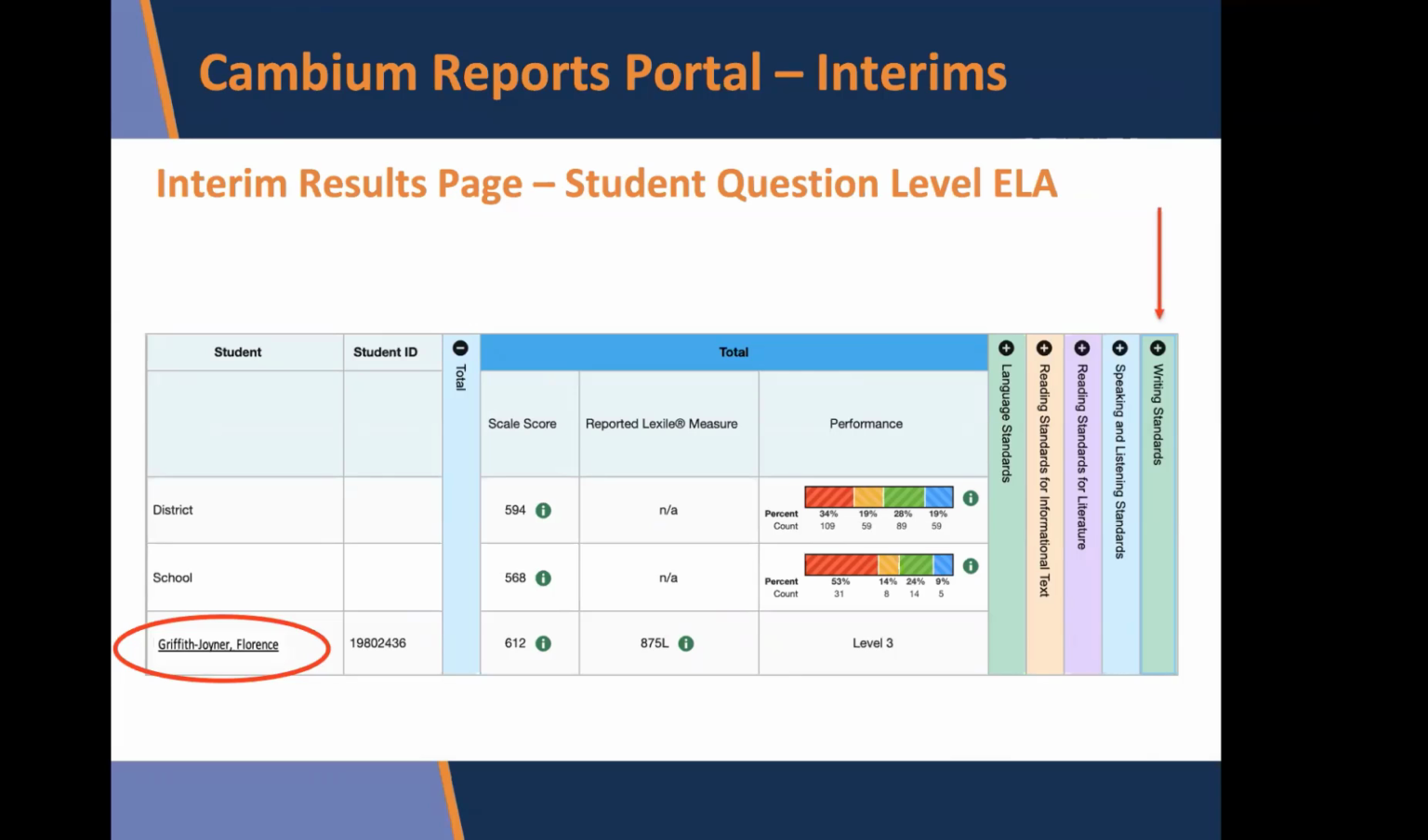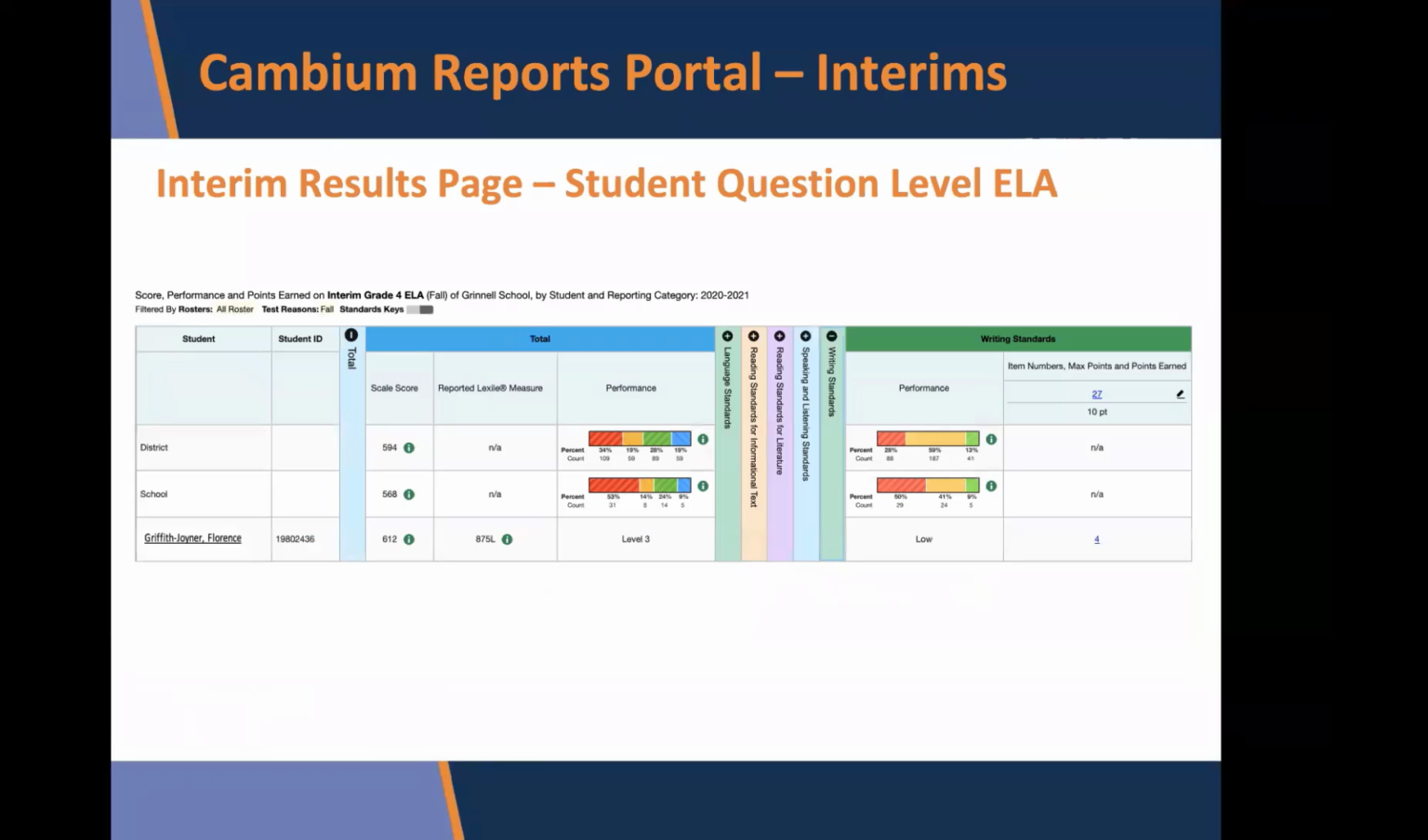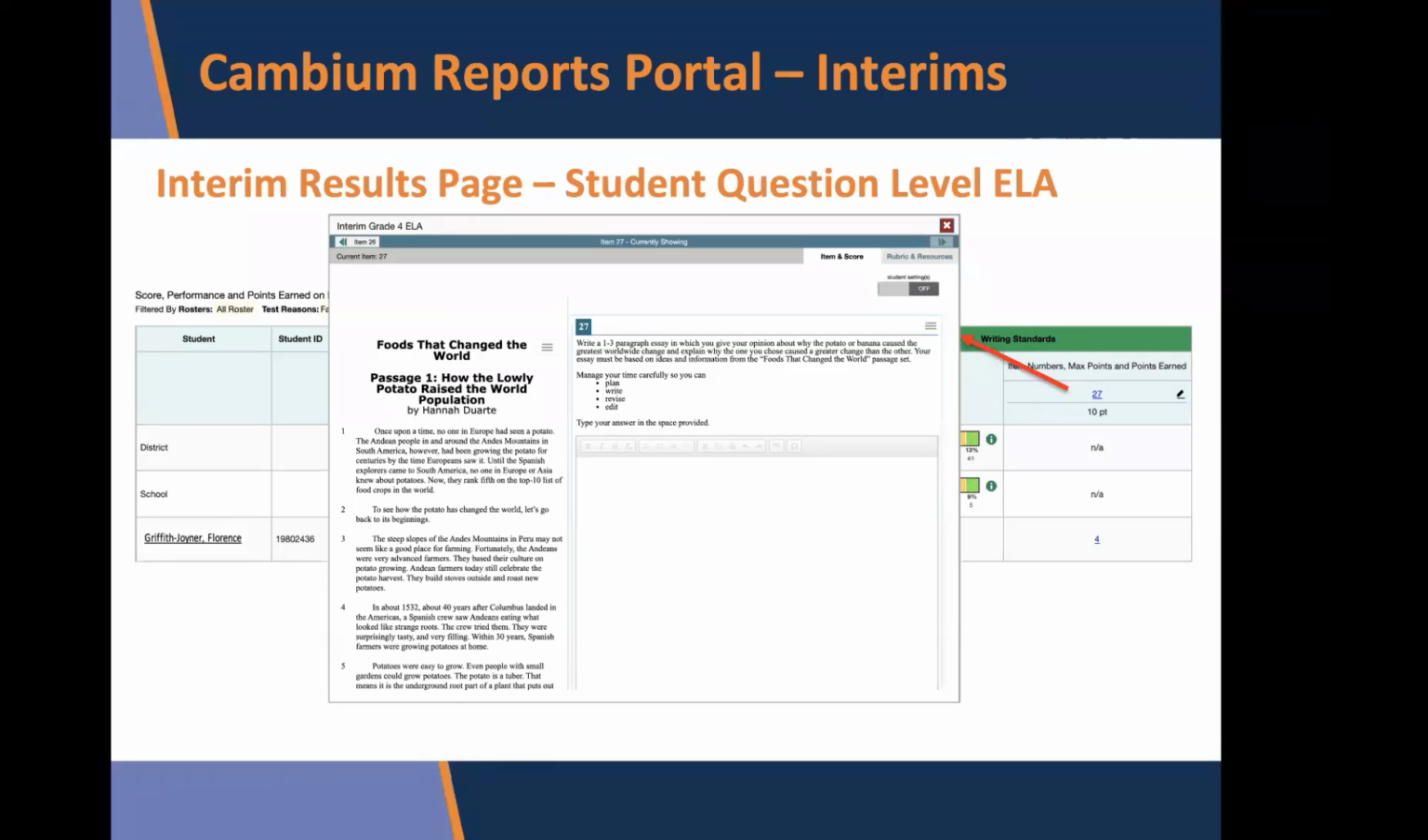You could open up every single one of these domains. What I wanted to show you here was writing standards. I think it's interesting for folks to understand where the writing is. And here is her writing. You can see that she had question 27 here. It is worth 10 points and she got 4. If you wanted to see what the question was, here is her question.